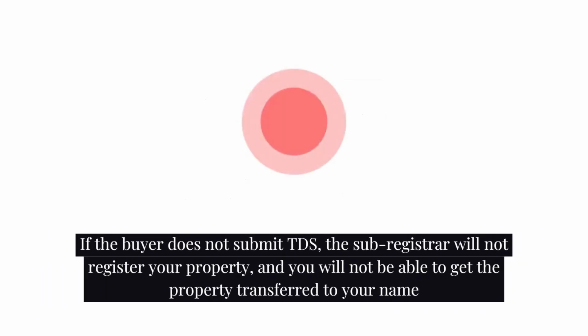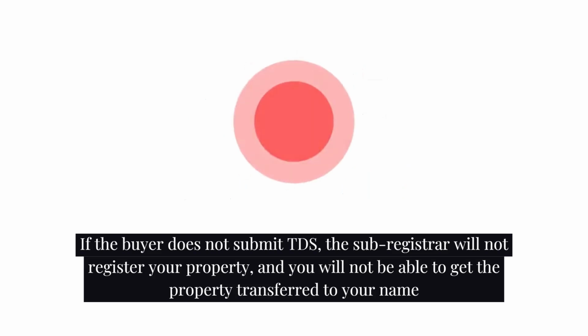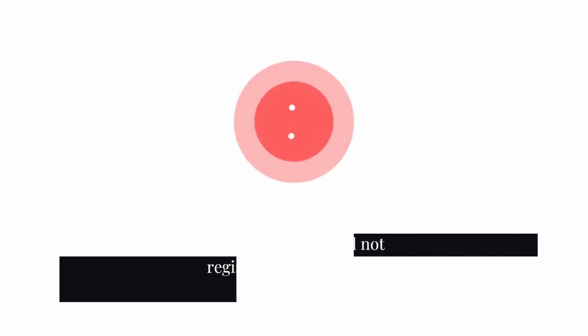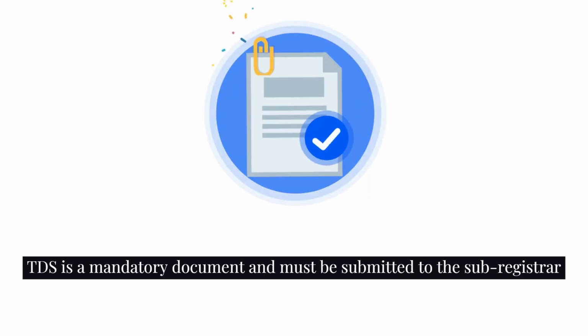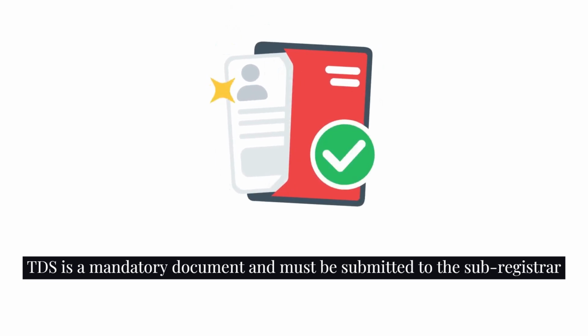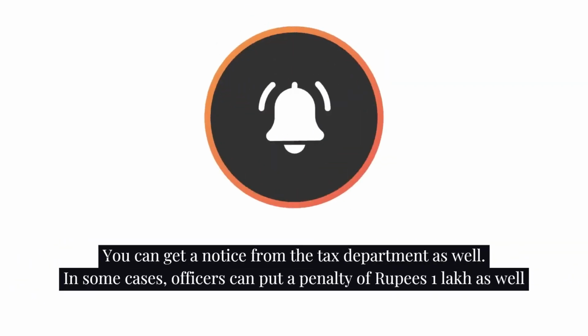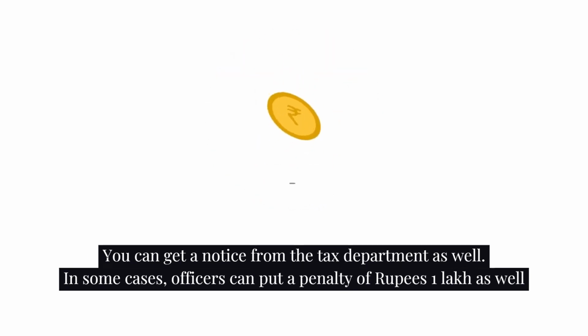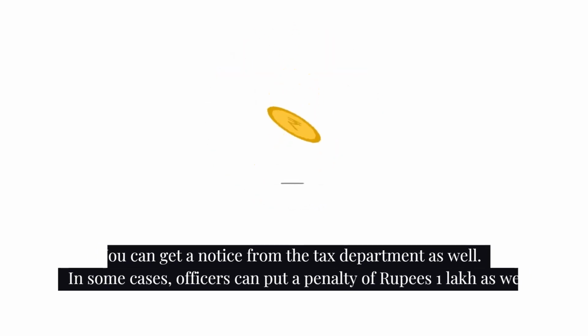In case of default to deduct or submit TDS, if the buyer does not submit TDS, the sub-registrar will not register your property and you will not be able to get the property transferred to your name. TDS is a mandatory document and must be submitted to the sub-registrar. You can get a notice from the tax department as well. In some cases, officers can put a penalty of Rs 1 lakh as well.